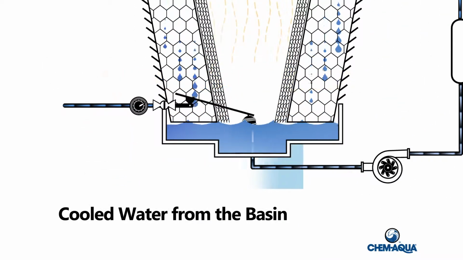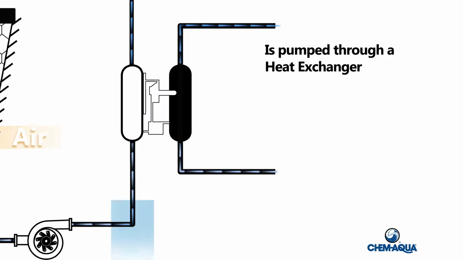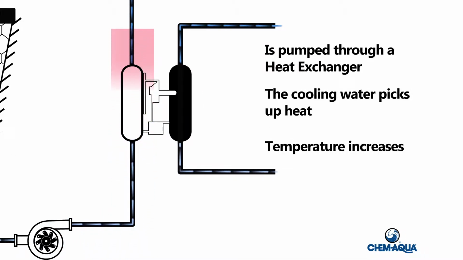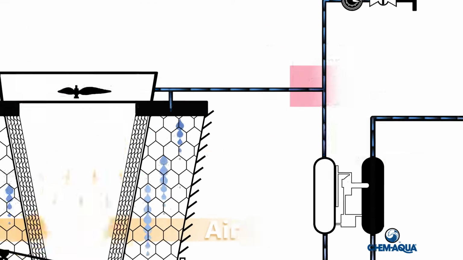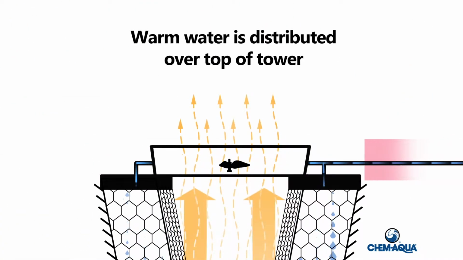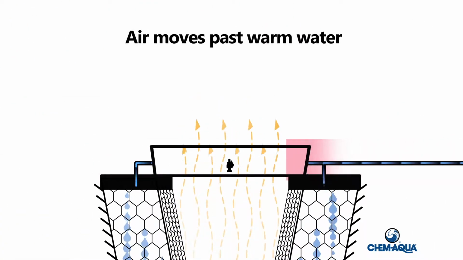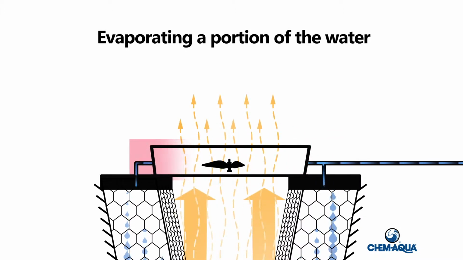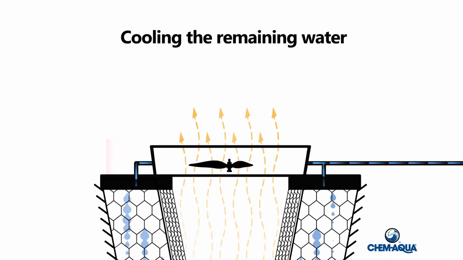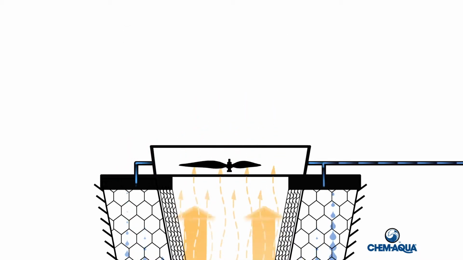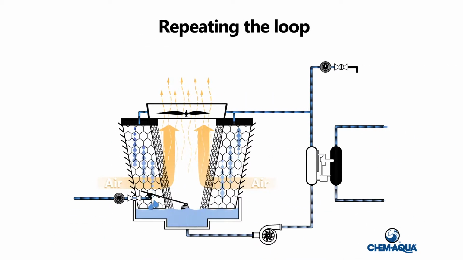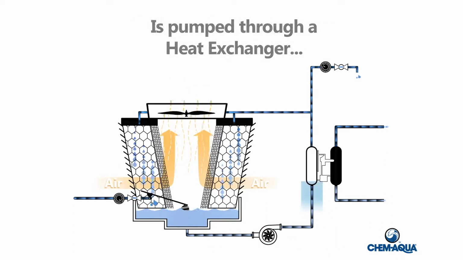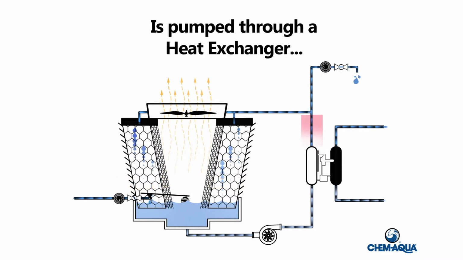Cooled water from the basin is pumped through a heat exchanger. The cooling water picks up heat, and its temperature increases. Warm water is distributed over the top of the tower, where air moves past the warm water, evaporating a portion of the water, cooling the remaining water. Repeating the loop, where cooled water from the basin is pumped through a heat exchanger, and so forth.